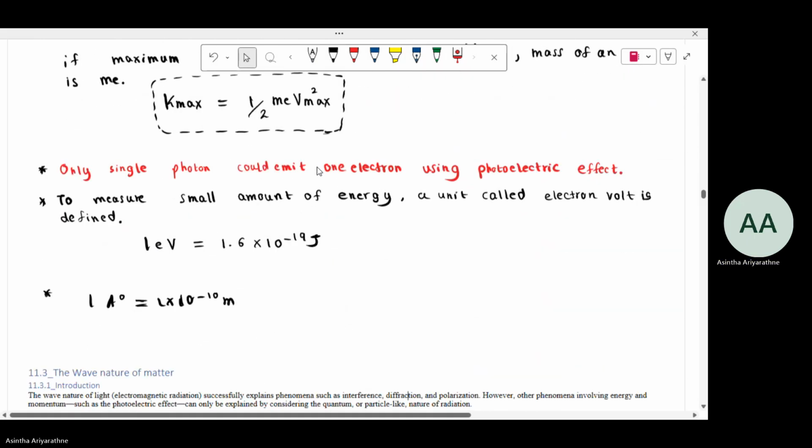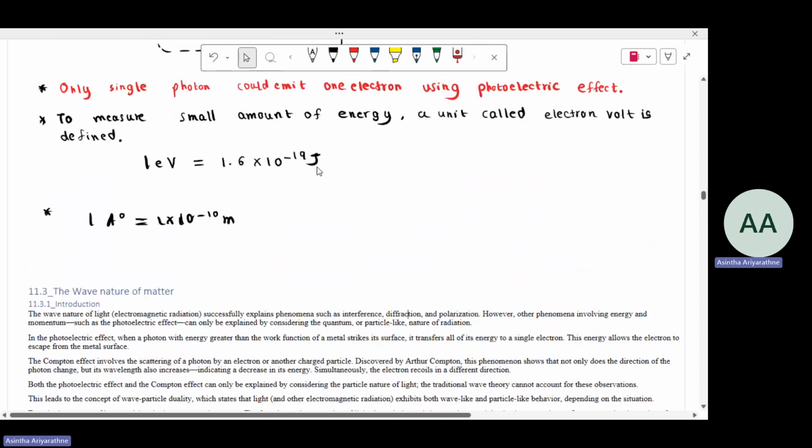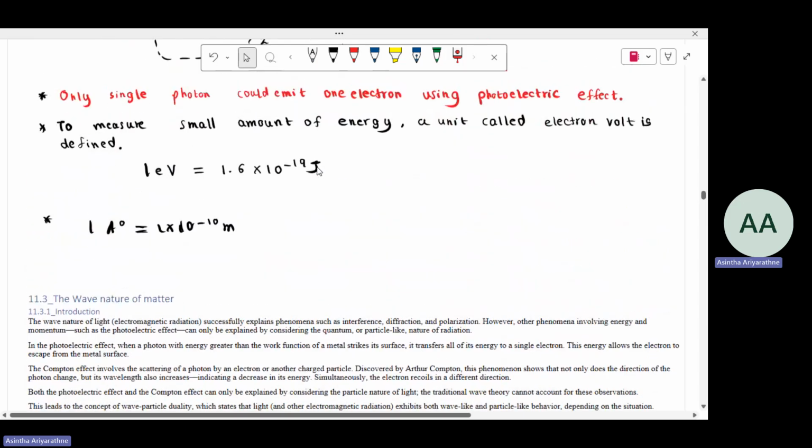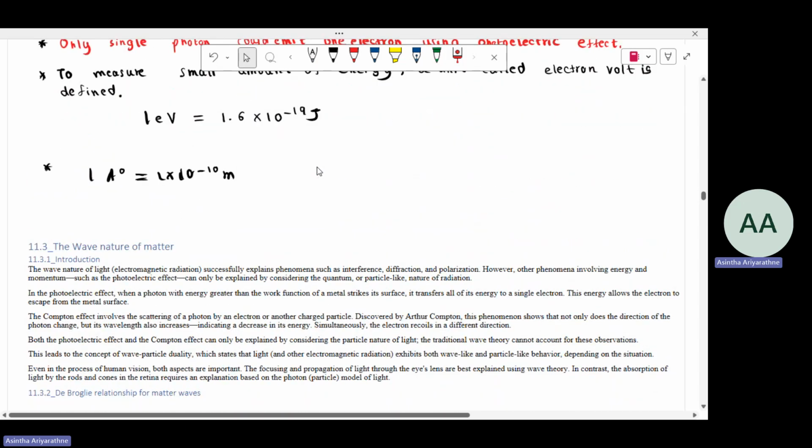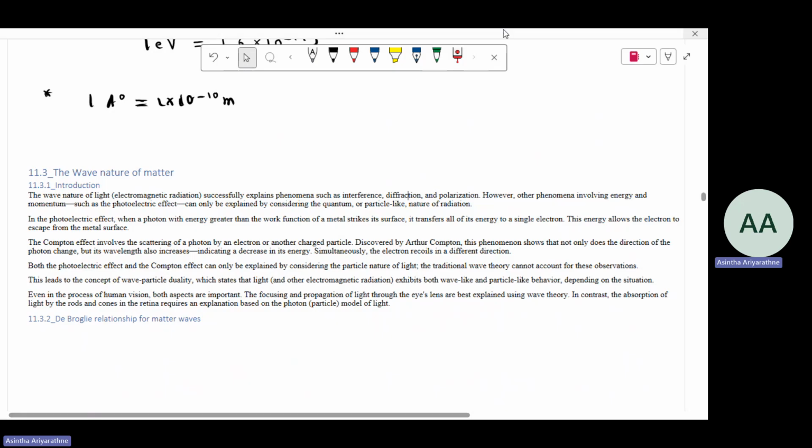Right. So in the next session, we will look at the behavior of waves as matter, the wave nature of matter. We can look at the behavior of waves from another perspective related to matter. That we will discuss in the next session.